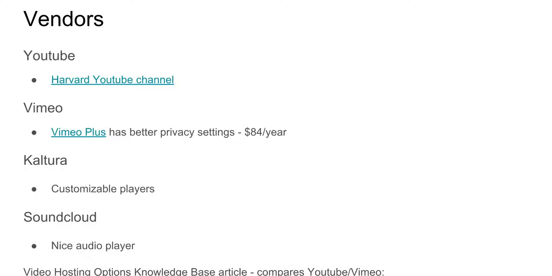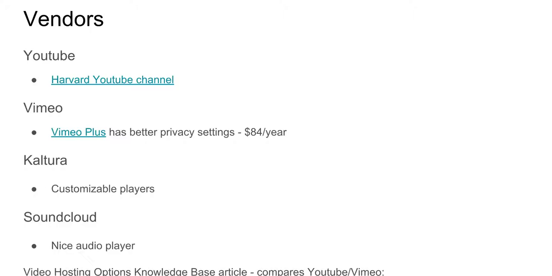YouTube and Vimeo are definitely the most popular. YouTube is probably the most popular. You can get your own account. You can also request to have your video considered for the main Harvard YouTube channel if it's of relevance to a general audience. If it's pretty academic in nature, you can request that.